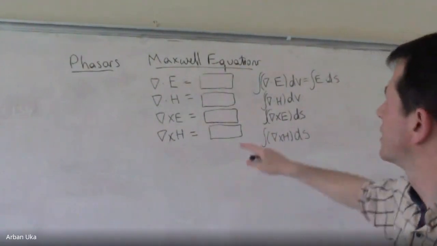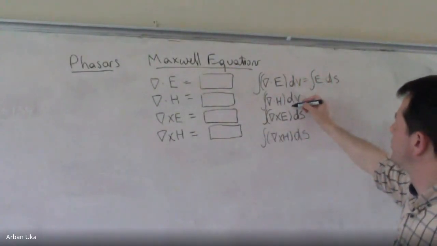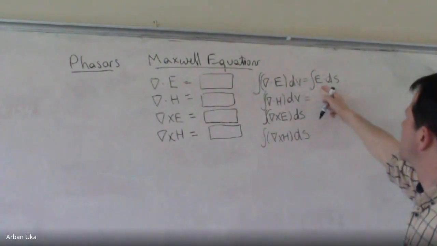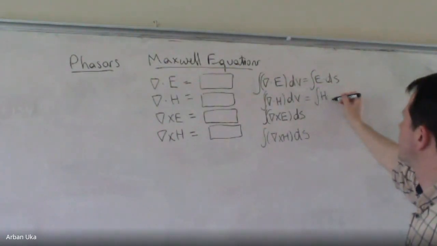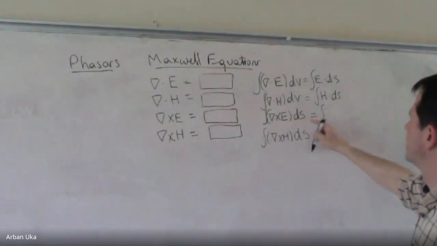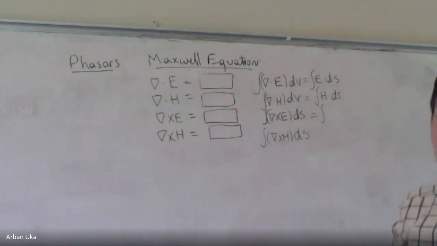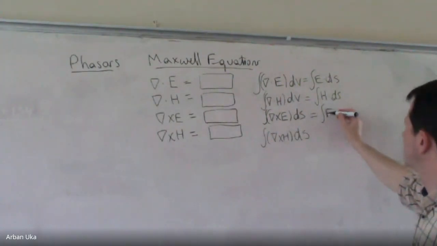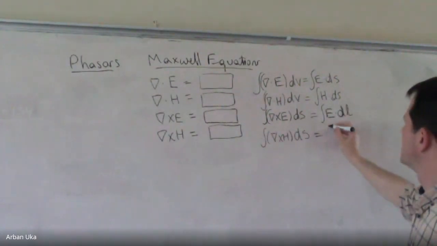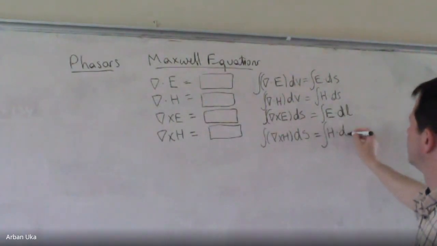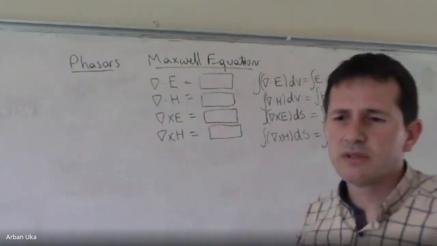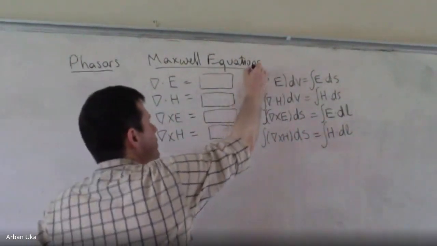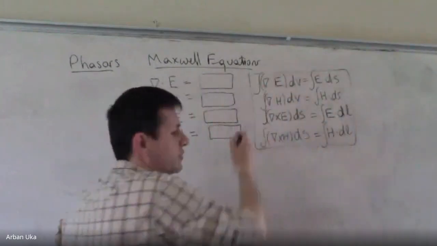them as the integral over a volume, which is meter cubed. It's converted to a meter squared, so this is surface area. And this means it's a flux, then we get H ds. Here, this surface area is meter squared, so then we have the integral of E times meter. So here we get E dl, and similarly here, we get H dl. So this is the second form of the Maxwell's equations, in the integral notation.